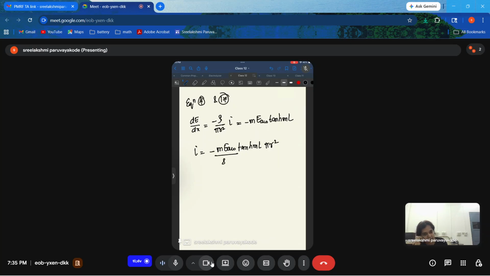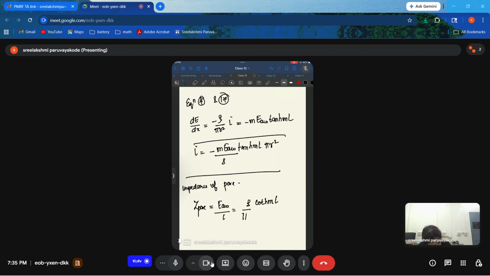So once we find out the current, the next step is to find out the impedance of the pore, which is Z4 equal to EAC naught by I. So this becomes rho coth ml times pi r square by m.